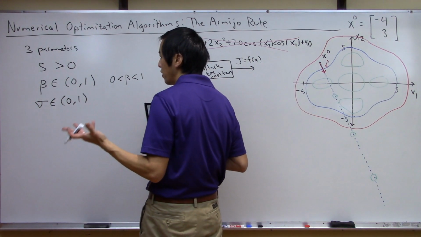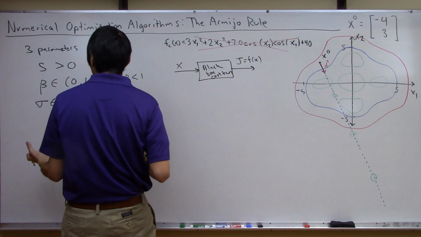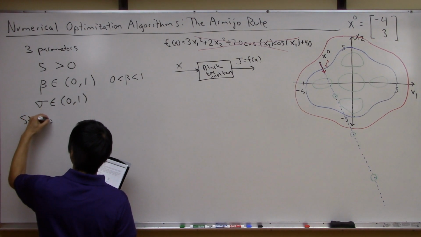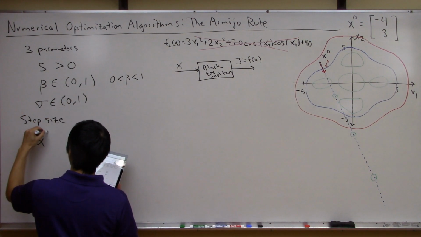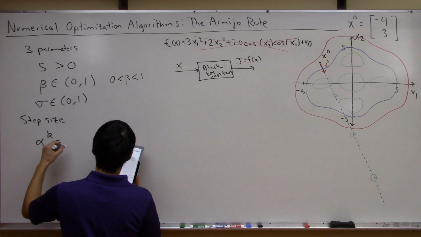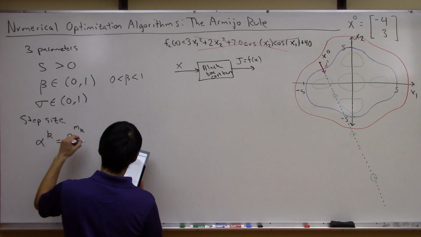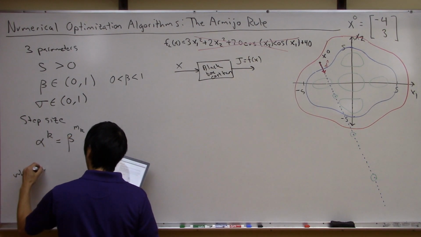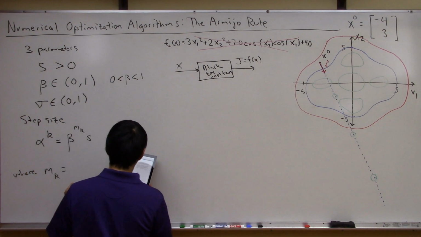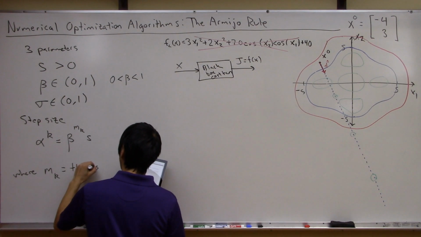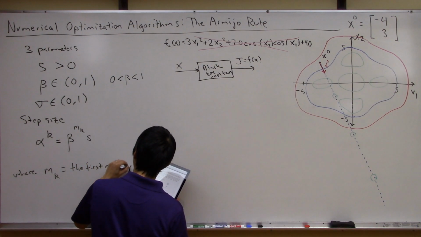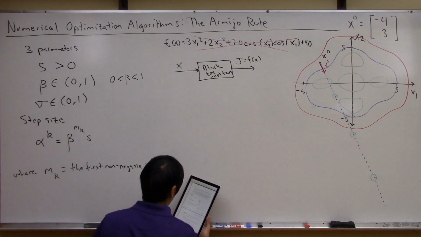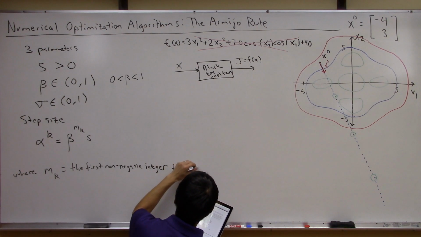And now, once you have these three parameters, the step size that you're interested in is really easy. So the step size is simply going to be alpha k, right, which is your step size. It's just going to be beta to the mk times s. Okay? And here, this parameter, this mk, is basically the first non-negative integer for which the following is true, okay?